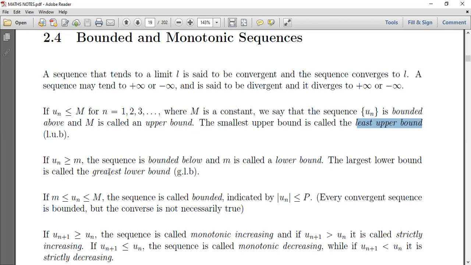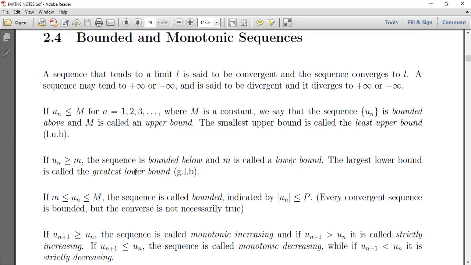Okay. Then some terms are always bigger than a certain number. If un is always bigger than m, then the sequence is said to be bounded below, and m is called the lower bound. In that sequence, which is approaching 0, that is 1 over n, minus 2 is a lower bound, minus 6 is a lower bound, minus 10 is a lower bound, minus 100 is a lower bound. But we have got the largest lower bound, which is the greatest lower bound, which is 0.